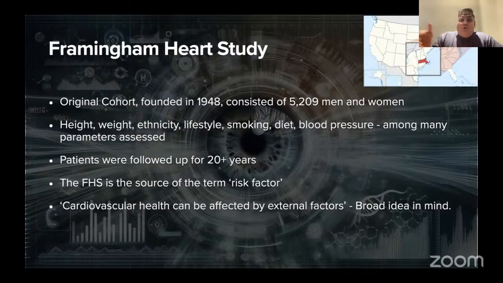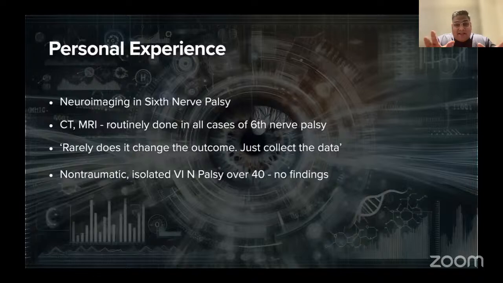In fact, now we have the second generation of the original cohort, and the third generation of the original cohort as well. In fact, the Framingham Heart Study is the study that coined the term risk factor. We didn't know that term till before that. And the only broad concept that they had in mind is, do you think maybe cardiovascular health is affected by external factors? They had no idea on what data to collect. So they went about collecting all the data possible. And that's how they came up with those conclusions.